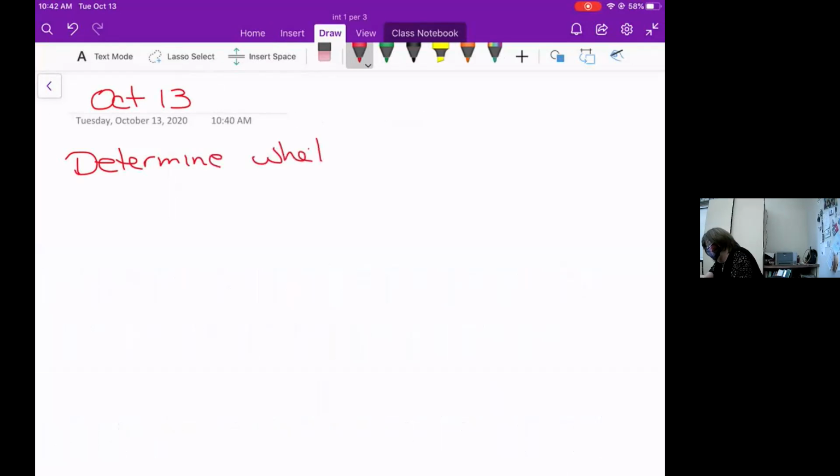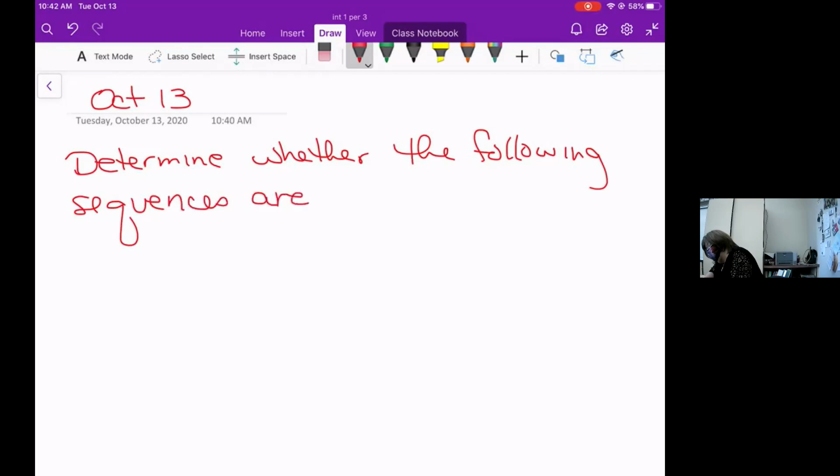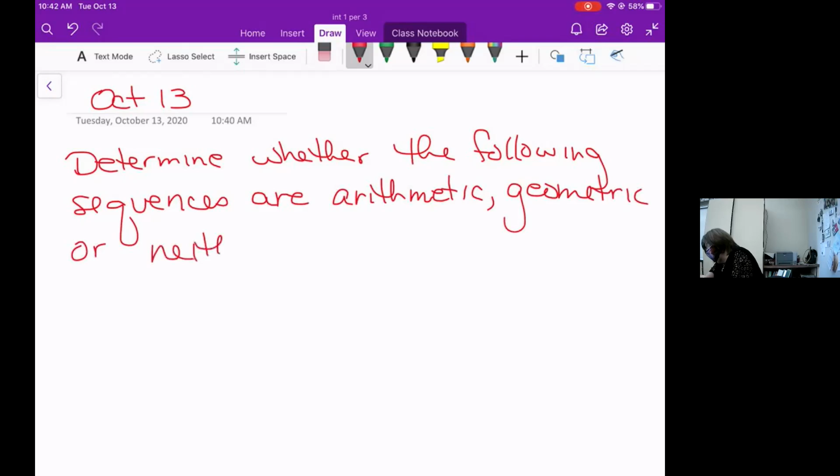Determine whether the following sequences are arithmetic, geometric, or neither. So if it's not arithmetic or geometric, you're going to put a neither. If they are arithmetic or geometric, write the explicit formula.